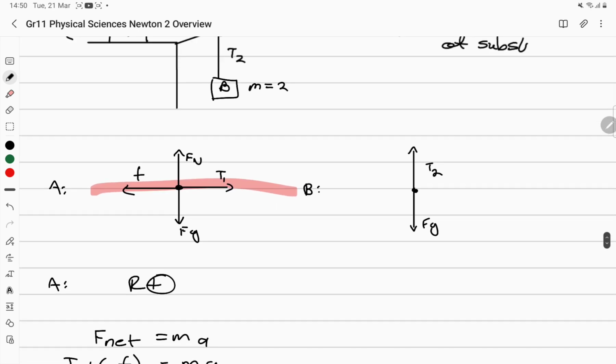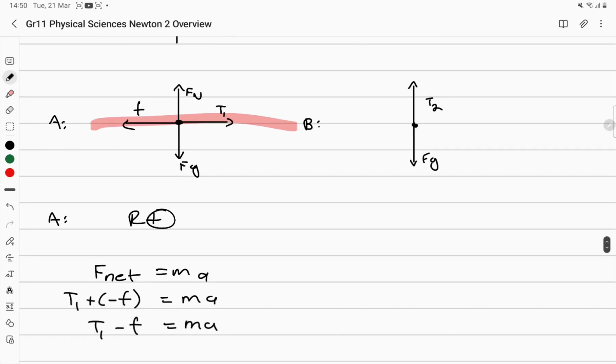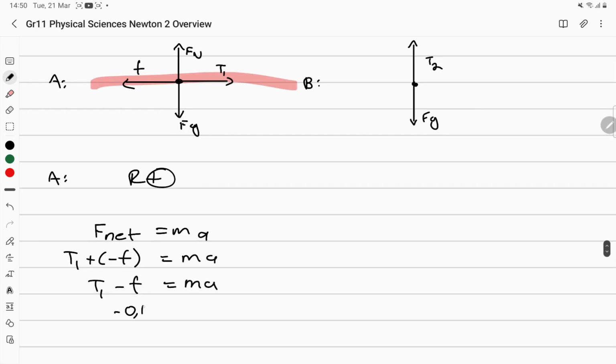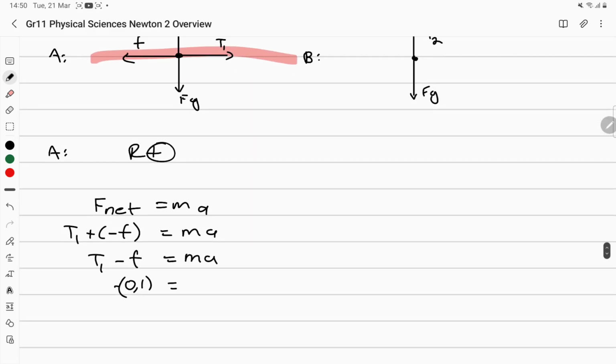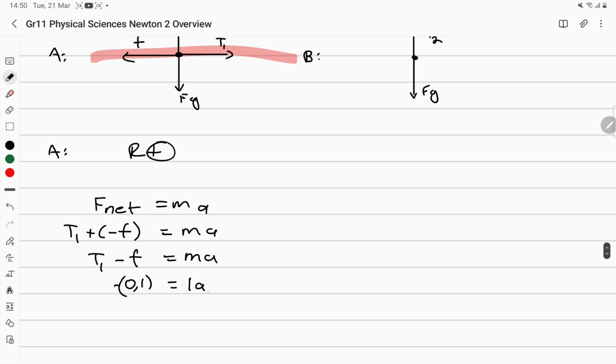And our values are, we don't know what T is, we know what F is, we're going to say 0,1. I just thumb-sucked these values. I hope it doesn't mess up our directions, because it can. And the mass of the object is 1, a, it's just a, so it's T1. So a is equal to T1 minus 0,1.